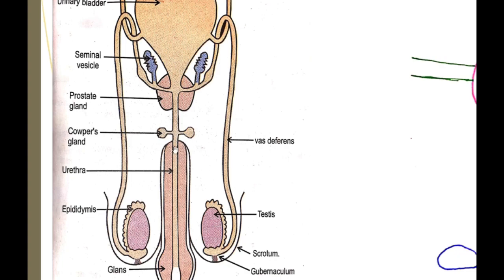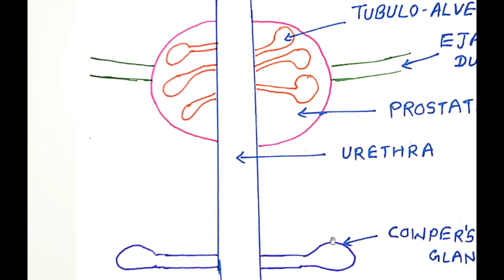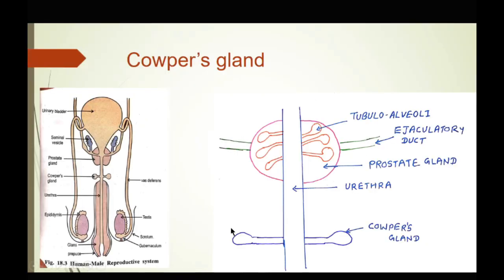About location, we can say that both corpus glands are found on either side of the urethra. So this is the urethra. On the left side of the urethra, one corpus gland is found, and on the right side there is one. In this figure again you can see this is the one corpus gland, and this is the second corpus gland, which opens into the urethra.